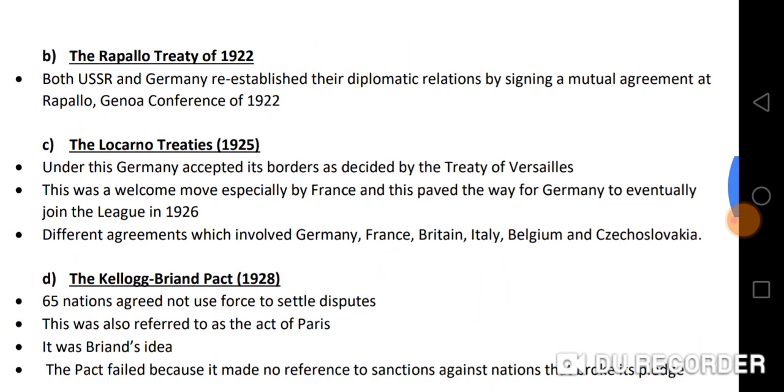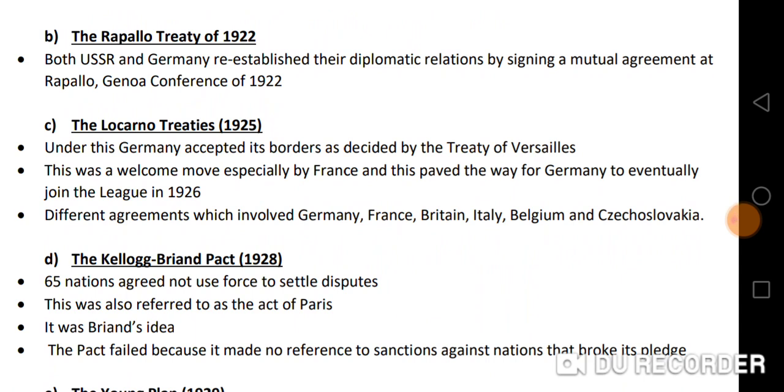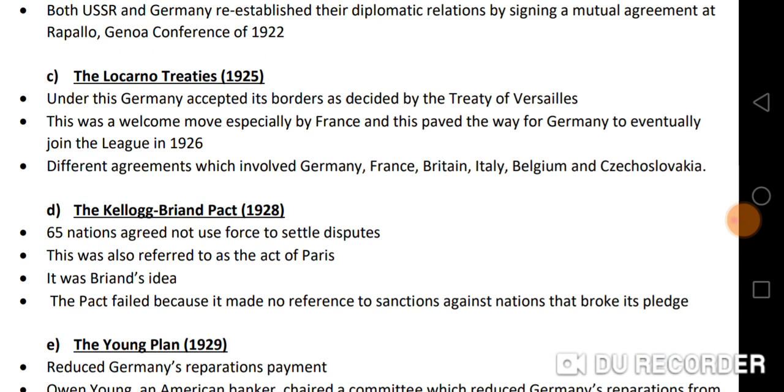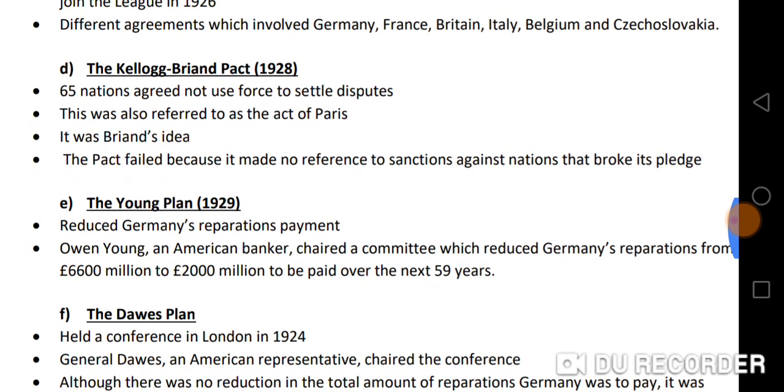And then we'll move on to the Kellogg-Briand Pact of 1928. So here we'll find that 65 nations agreed not to use force to settle disputes, and this pact was also referred to as the Act of Paris, and it was Briand's idea. Unfortunately, this pact failed because it made no reference to sanctions against nations that broke its pledge.